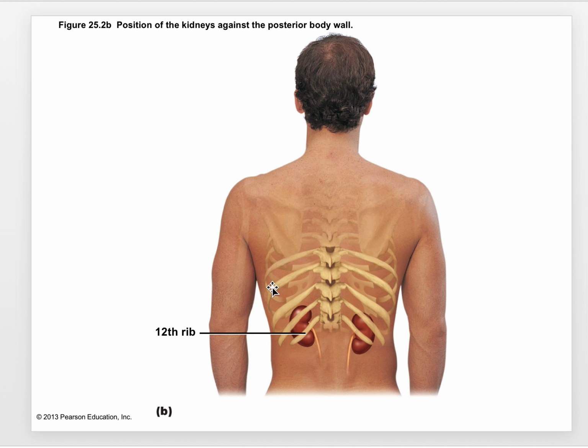Here's the proper location of the kidneys. Probably even with the 12th rib. The right kidney is a little bit lower because of the effect of the liver. So the liver is on the right side, and it tends to crowd the kidney out. So the kidney on the right is a little bit lower.